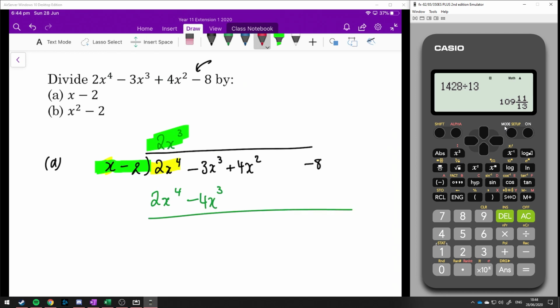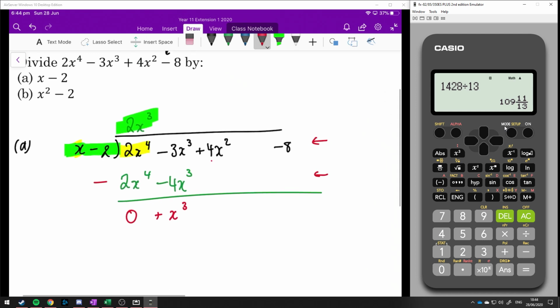And I'm going to draw my line across that. What I'm going to do is subtract the first line up here with the second. So 2x to the power of 4 minus 2x to the power of 4 is just equal to 0. And we've got minus 3x cubed minus 4x cubed, so it's going to become plus x cubed. Then we bring these values down to our new line: plus 4x squared, then leave the gap, and then the minus 8.